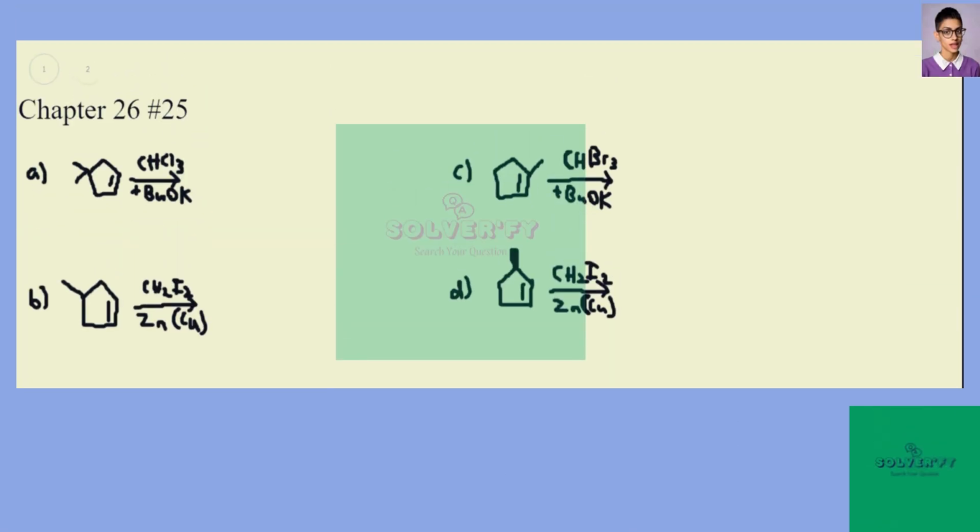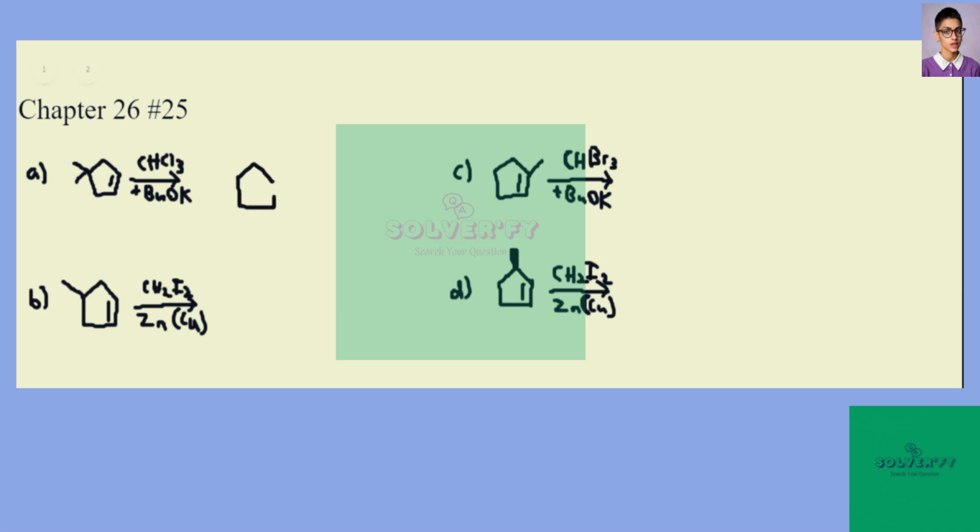This is the answer to chapter 26, problem number 25 from the Smith Organic Chemistry textbook. This problem asks us to draw the products, including stereoisomers formed in each reaction. Okay, and so these are basically all the addition of a carbene to an alkene.